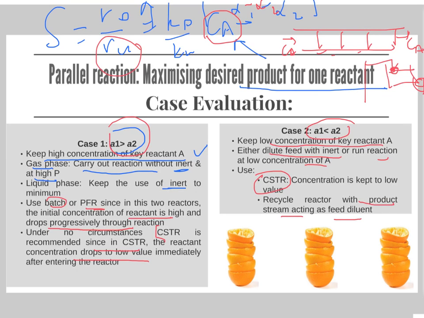So what we mean here is that if we have a PFR, we can have a recycle loop, where we pass back the concentration of A to the inlet feed, and then the concentration is diluted.